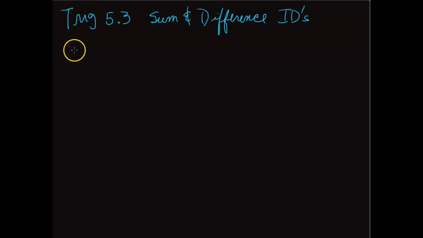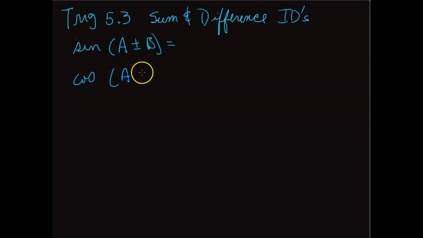Trig, section 5.3, the sum and difference identities. First of all, let's introduce the sum and difference identities. The sine of A plus or minus B, the cosine of A plus or minus B, and the tangent of A plus or minus B.